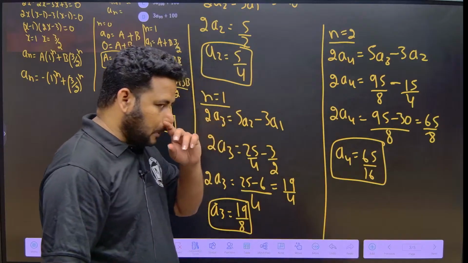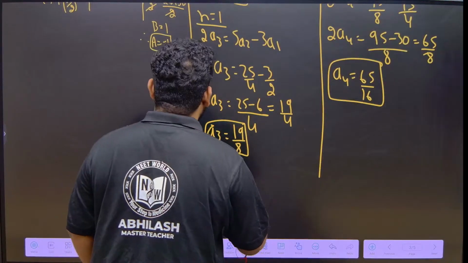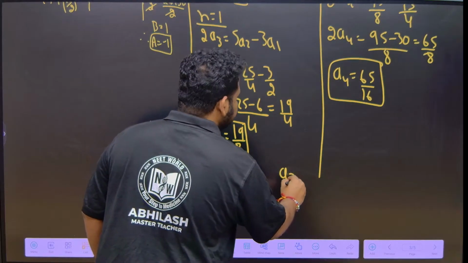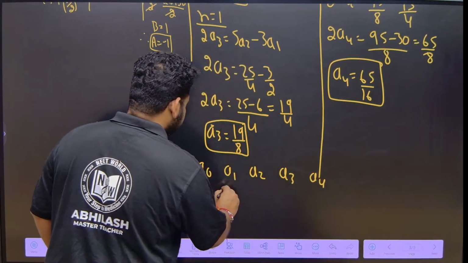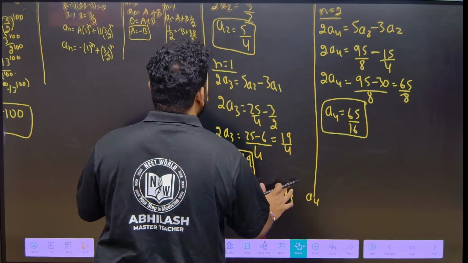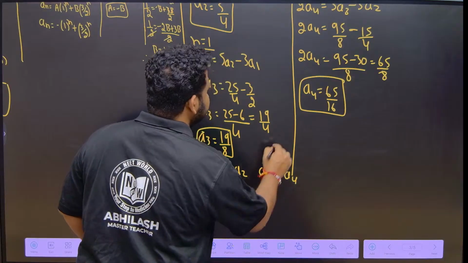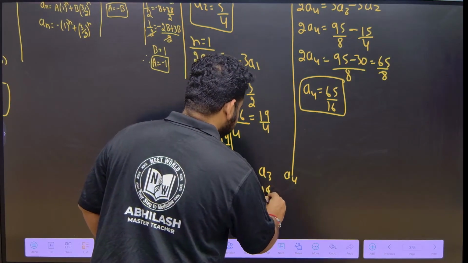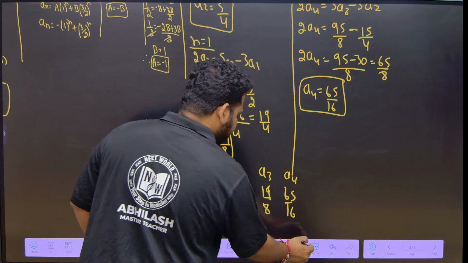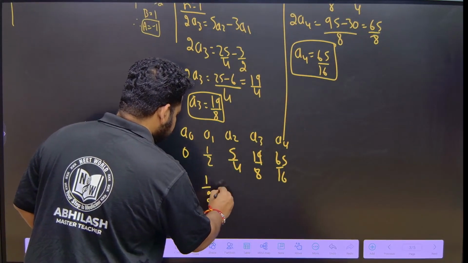Now, this is what we got. So, let me write down A1, A2, A3 all together. Now let me write down all the things together. So I have A0, A1, A2, A3 and A4. A0 is 0, A1 is 1 by 2. What about A2? A2 is 5 by 4. A3, what did we get? 19 by 8. Okay. What about A4? 65 by 16. So look at the denominator of all the terms. 0 doesn't matter for us. So this will be 0, this will be 1 by 2, this will be 5 by 4.